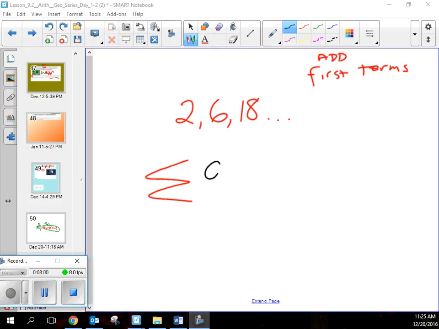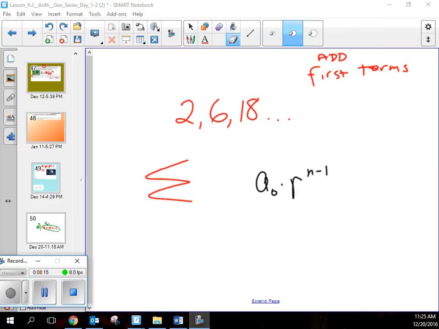The a sub n formula that generates any term you want for a geometric goes like this. I start with the starting value, a sub 0, and I times it by r to the n minus 1. Did you use that formula? Good. Then you should have stuck in a 2. And the r is 3 to the n minus 1. And I think that works.